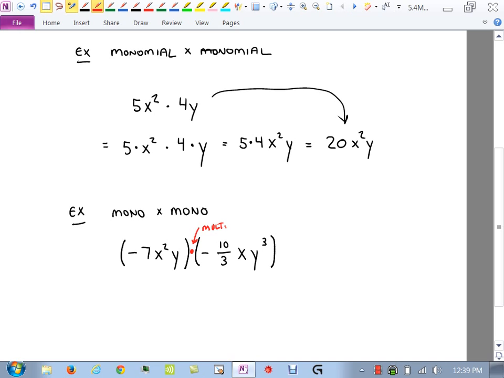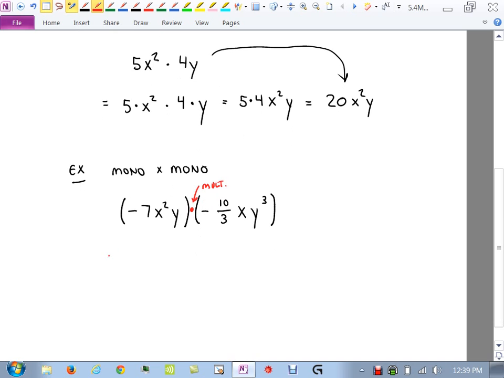So let's get to multiplying things around here. We already know that this is negative 7 times x squared times y, and now times negative 10 thirds times x times y cubed. So I'm just going to slide things around, put all the numbers together, and group my x's together and my y's together. So I should have something like this. I'm trying to take negative 7 and multiply it times what number? Negative 10 thirds. Then I have an x squared, and I'm trying to multiply the x squared times what? X, right? And then I have a y, and I'm trying to multiply that y times what? Y cubed. Okay, so see how I just rearranged everything here?